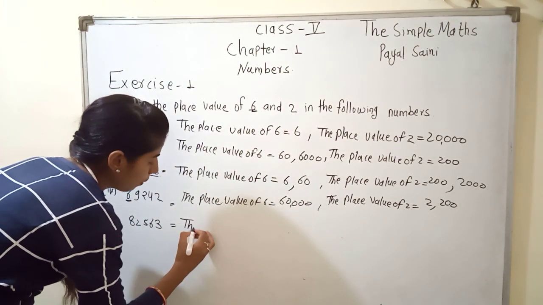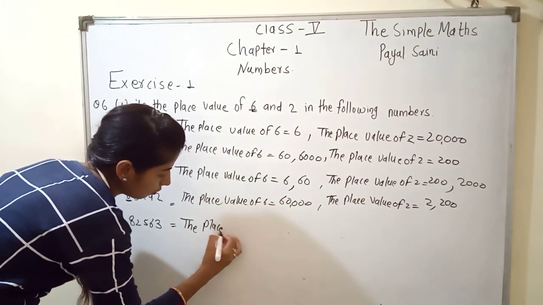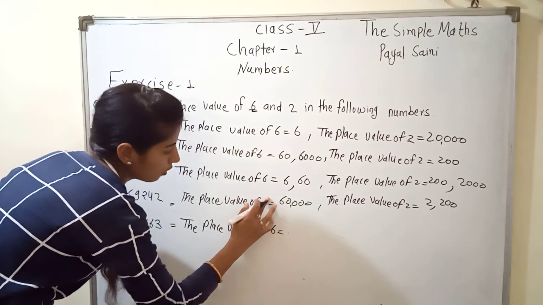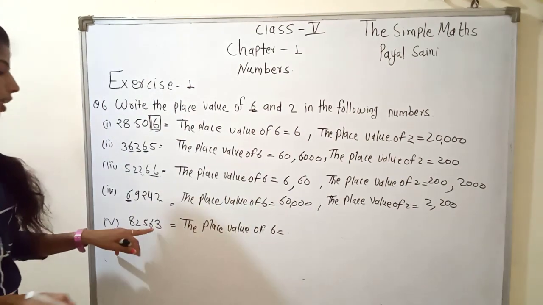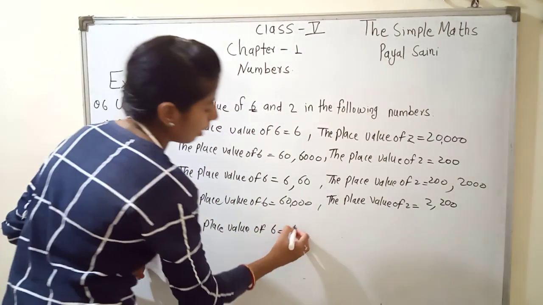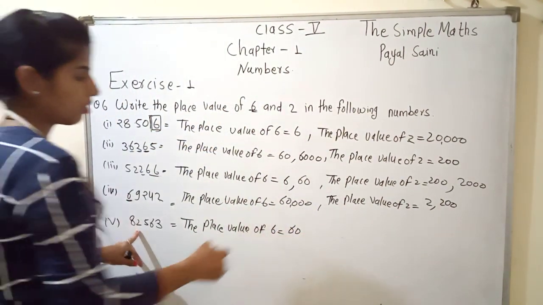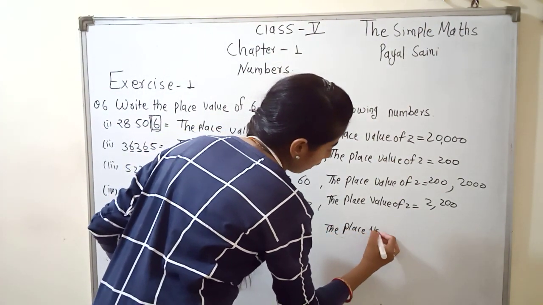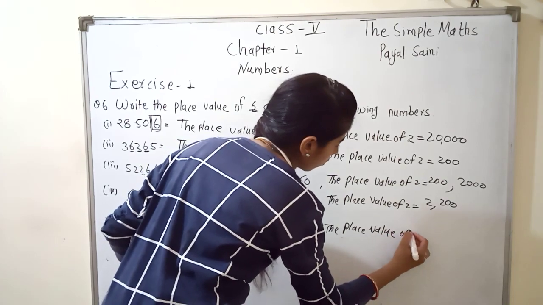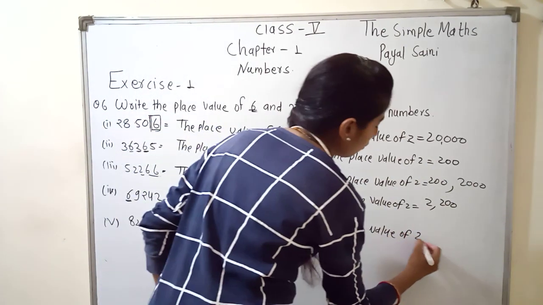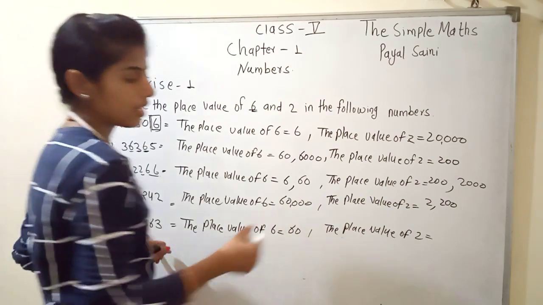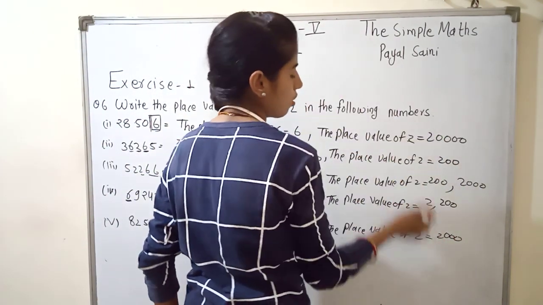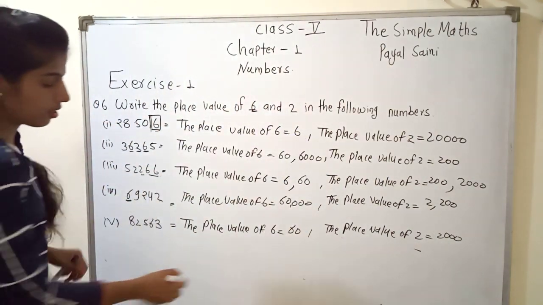Next, the place value of 6. Here 6 sits on the 10 place, so it is 60. Then next, the place value of 2 equals 2 sits here on the 1000 place, so your answer is 2000. That is your answer. Like that, your question number 6 is completed.